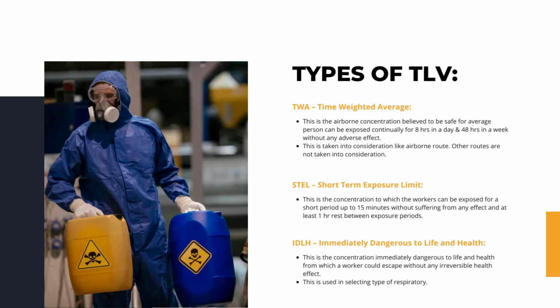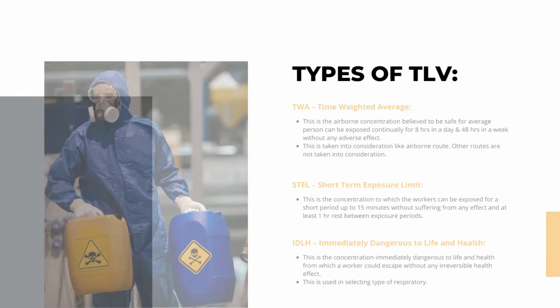Now moving further, the third type of threshold limit value is IDLH, that is immediately dangerous to life and health. Immediately dangerous to life and health is the amount of concentration immediately dangerous to life and health from which a worker could escape without any irreversible health effect. This is used in selecting the type of respirator.